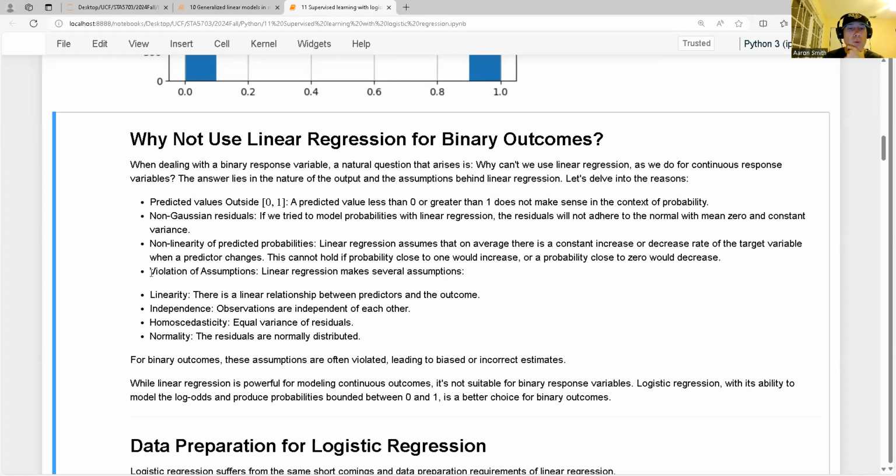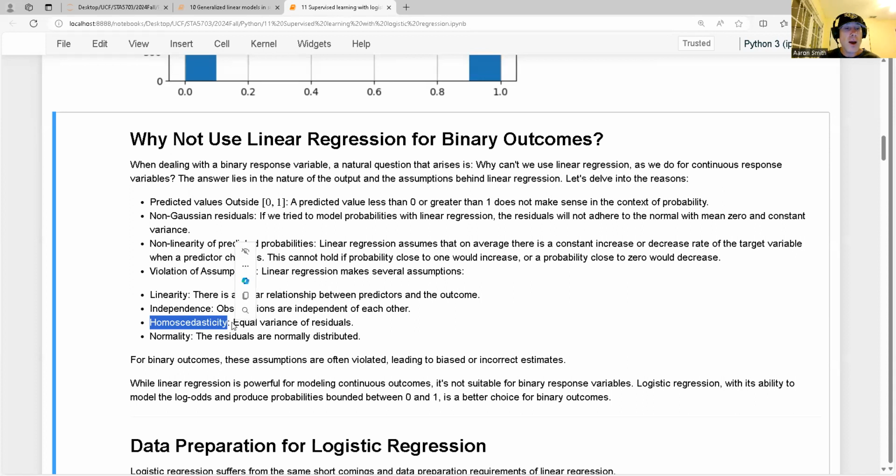Also, linear regression makes several assumptions that we just absolutely don't have. First of all, linearity. There is a linear relationship between the predictors and outcome. It can't be linear because it'll overshoot 1 and overshoot 0. Independence between the observations, all right, well, that one's fine. Homoscedasticity, equal variance of residuals, is not going to be the case.